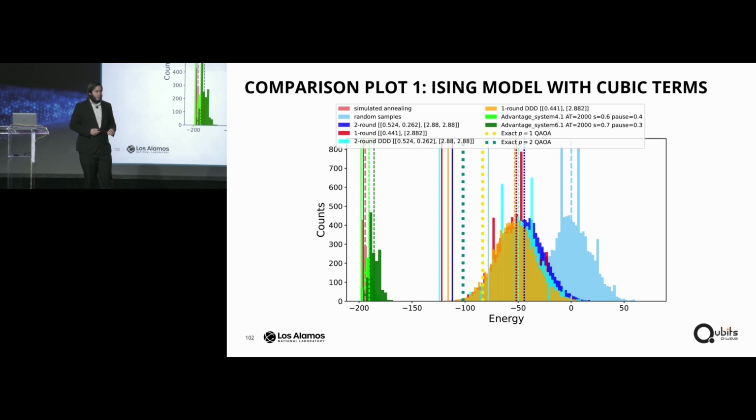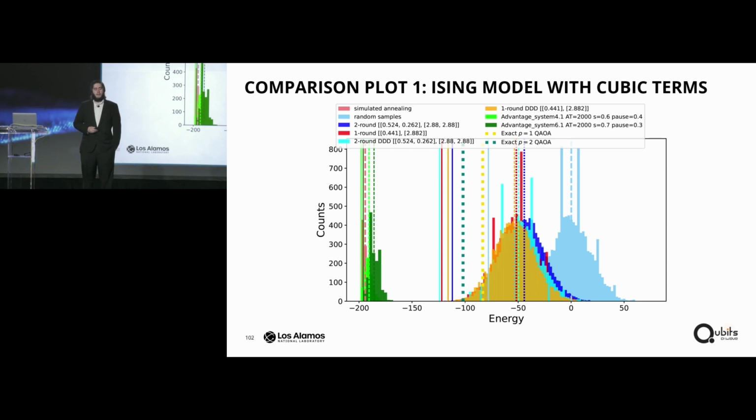Now, the QAOA distributions, these are 4 distributions. They're on top of each other, and they're in the middle between these 2 histogram distributions. That's the one that looks mostly orange in this plot. So these are the 4 QAOA distributions for 1 round, 2 rounds, with and without dynamical decoupling. The main point here is that all 4 of those distributions performed pretty much the same. They were better than random sampling, but they were worse than quantum annealing.